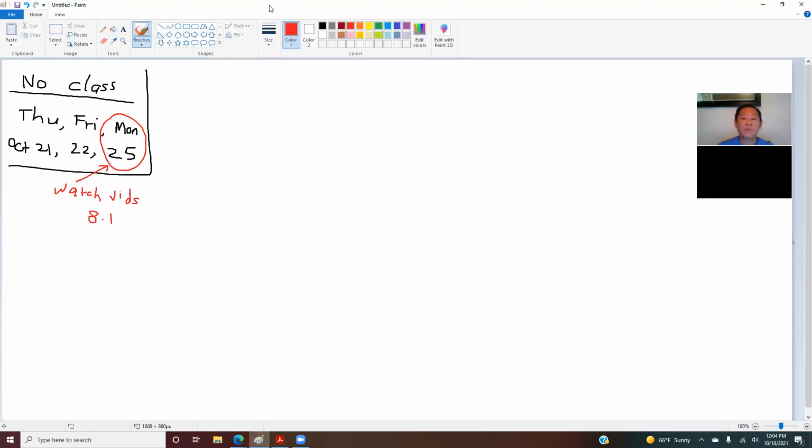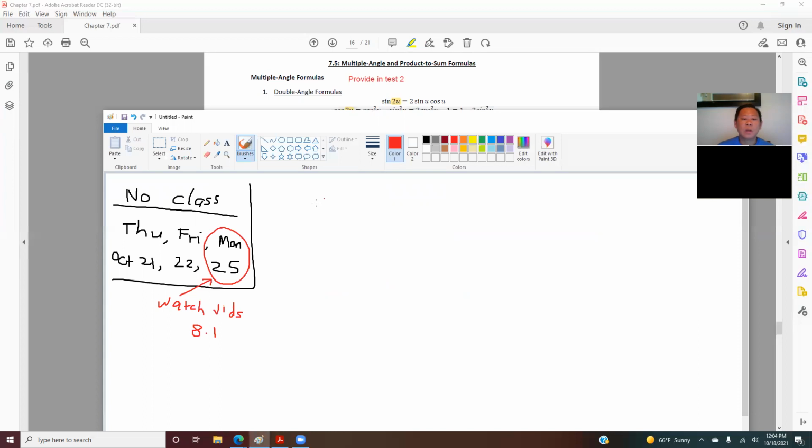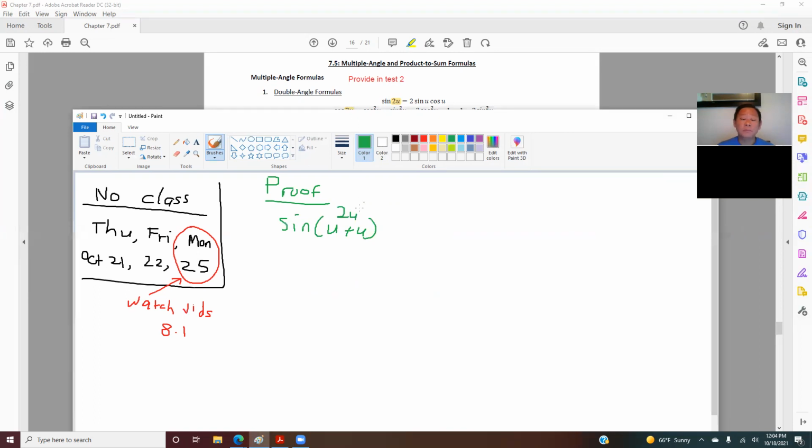We start by proving the sine formula. Make sure you pay attention here, because you will see this in your test 2. In order to prove the double angle formula, we just use sine of u plus u. The reason is that 2u can be written as u plus u, which is the same thing as 2u. And we will use the formula you did in 7.4.